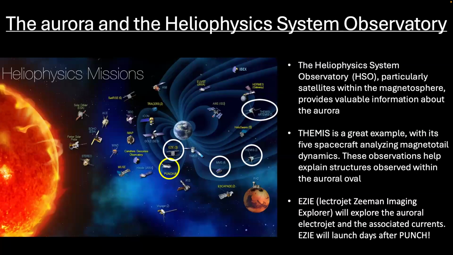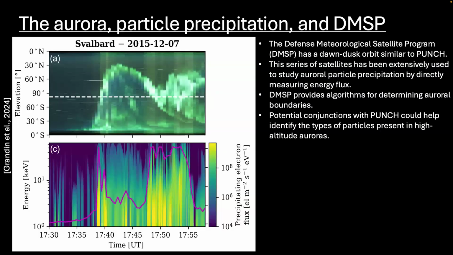We have been using the HSO to study the aurora extremely well. Besides the HSO, we also have a system of satellites that has a similar orbit as PUNCH, and we have used it extensively to understand the aurora, and that is the Defense Meteorological Satellite Program, or DMSP. So DMSP has instruments that allow us to understand the energy of those precipitating electrons and ions. It has a dawn-dusk orbit very similar to PUNCH. So a combination between these two satellites is going to be extremely important.